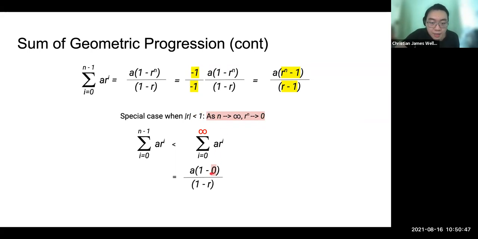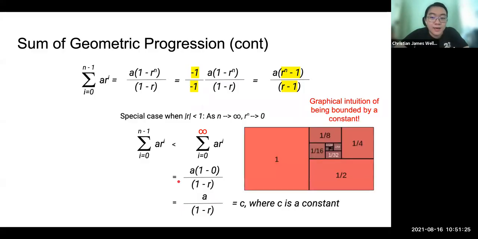Okay, and by the limit over here, you take this formula, substitute r power n with 0, and you get something like a times 1 minus 0 divided by 1 minus r. And this really simplifies to a divided by 1 minus r. So you can kind of say that this sum over here, if the common ratio is less than 1, like something like a half, then you end up simplifying into this, where this is the upper bound. So it's upper bounded by a constant. Okay, I hope that wasn't too confusing. Yeah, and this is the graphical intuition, meaning to say that this sum over here is bounded by some constant.